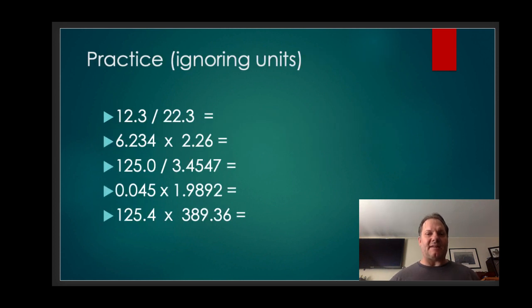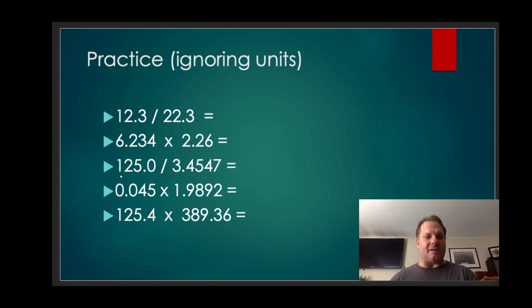This particular 12.3 divided by 22.3, this measurement has 3 sig figs. This answer has 3 sig figs. So my answer is going to have 3 sig figs here. Okay? Over here, this is 4 sig figs. This is 3 sig figs. So my answer is only going to contain 3 sig figs.